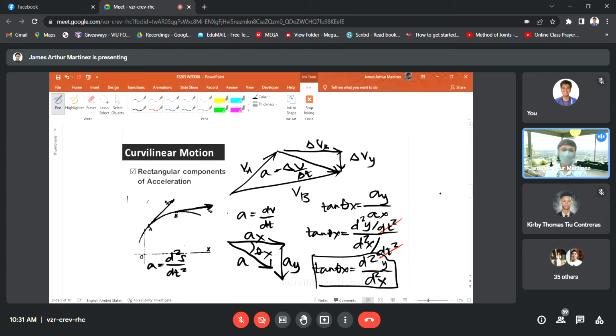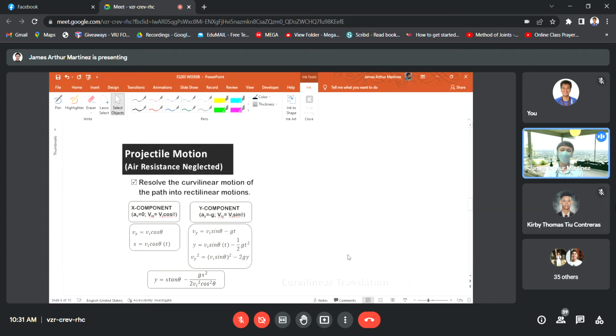Okay, so those are the concepts or principles of general curvilinear translation. Another application of curvilinear motion is this famous topic in physics, projectile motion. I know you have encountered it before in physics. Let us just recap our prior knowledge about projectile motion.